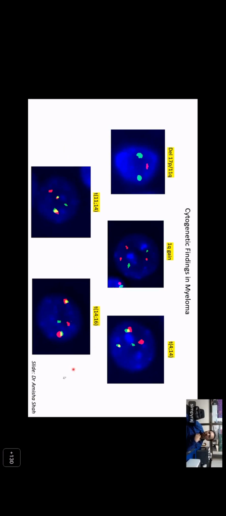You can see the FISH, this slide shared by Dr. Amisha Shah. Thank you to Dr. Amisha. You can see here one signal is lost, indicating loss from chromosome 17, and then you have one additional signal for 1q. You can see there are three signals of chromosome 1q. So these are all FISH probes which give the different signals.